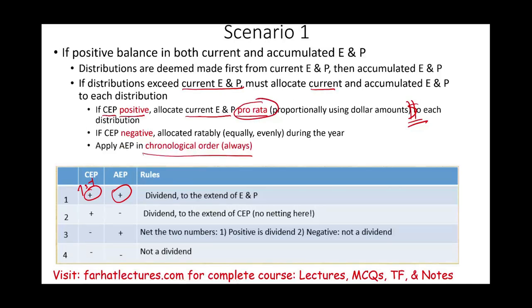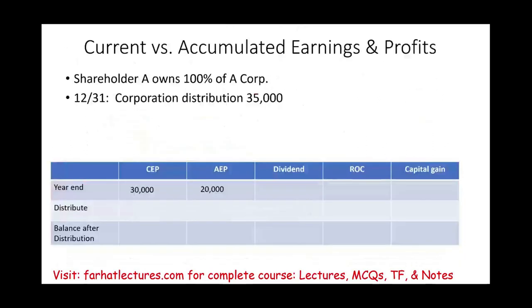Why are we saying this? Because you're going to see in certain examples, we're going to be making payments not by the end of the year, we're going to be making payments throughout the year, for example, mid-year or the first quarter. Then how do we have to allocate the payment if we have positive or negative CEP and AEP? We'll work examples. Start with a simple example.